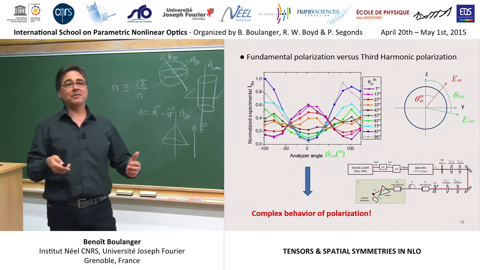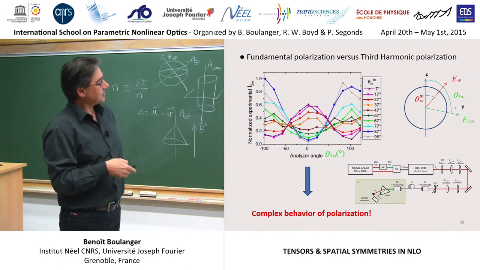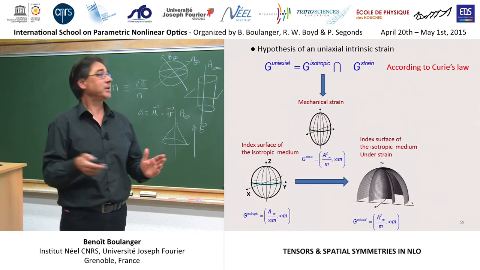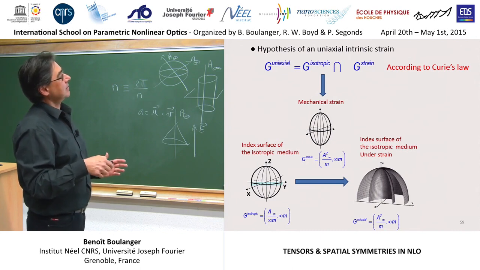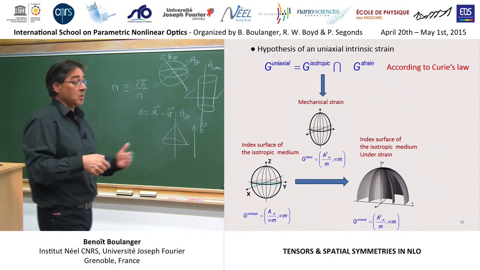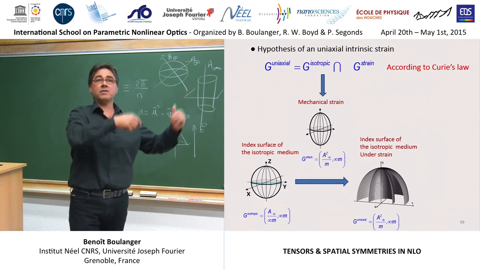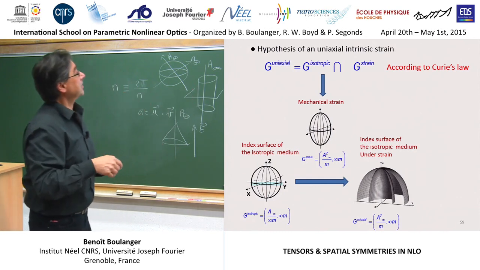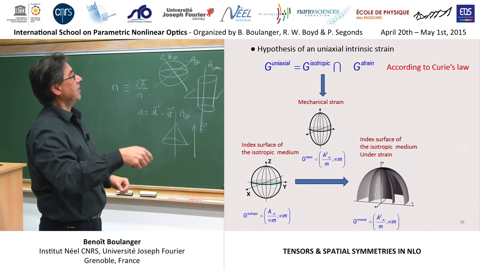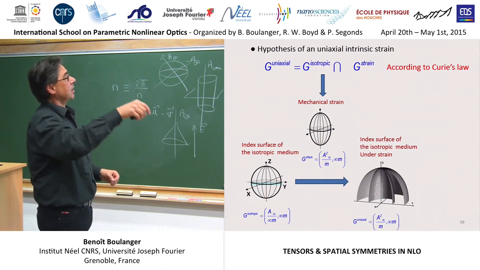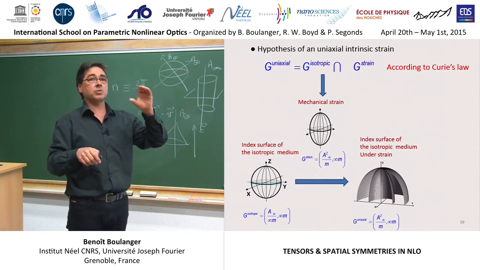So how can we have the final word of this story? One more time, group theory. We make the hypothesis that we have a uniaxial medium. We don't know. We know that it is anisotropic, so it can be uniaxial or biaxial. Let's begin with the uniaxial hypothesis. And so, one more time, the group of symmetry of this object, this fiber, is necessarily the intersection of the group of the ideal isotropic fiber and the group of symmetry of the strain.